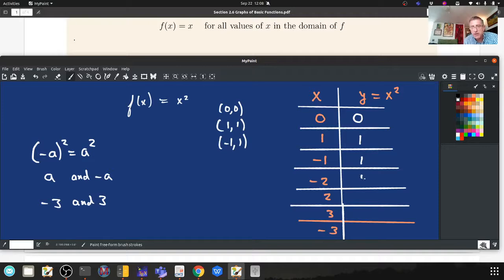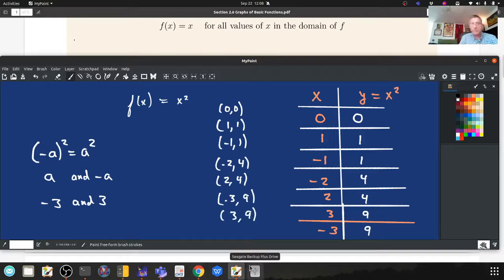Minus 2 squared is 4, which is the same as 2 squared. So minus 2 and 4, and 2 and 4. 3 squared is 9, and minus 3 squared is 9. So minus 3, 9, and 3, 9. So those are several points. Let's go and plot them.